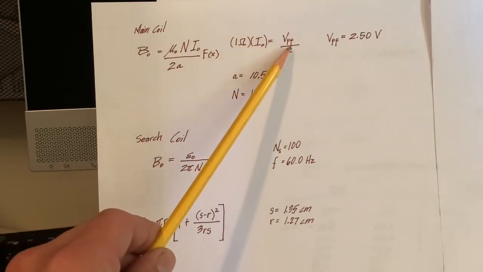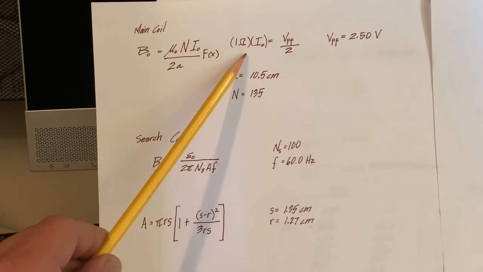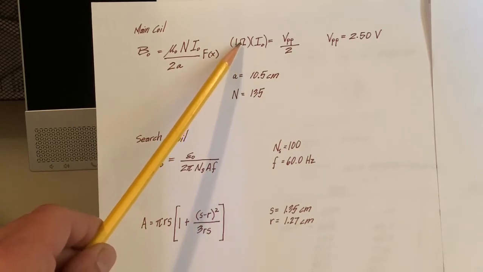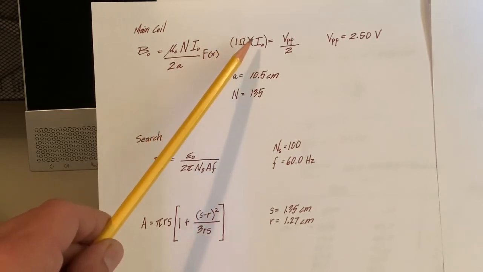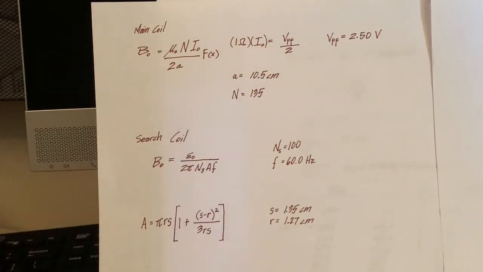Here's Ohm's law, V is equal to IR. And again, that resistor was conveniently chosen to be 1 ohm so that the current will equal your V peak to peak divided by 2, which turned out to be 1.25. So current is 1.25 amps.